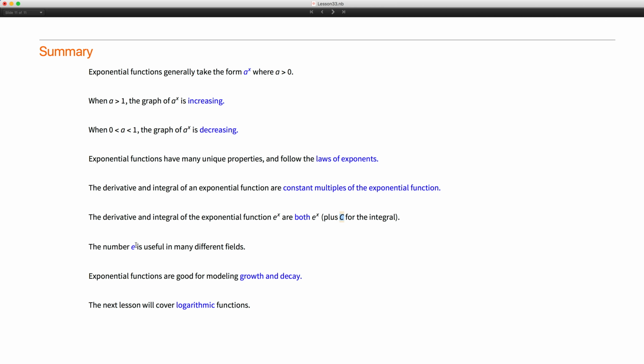The number e is really useful in many different fields. For example, you can talk about exponential growth and decay, and you might want to use the number e or some other base for the exponential. In the next lesson we'll talk about logarithmic functions, but before that, do revise today's lesson. It's an important lesson. Exponential functions occur all the time, and you should know them really well.